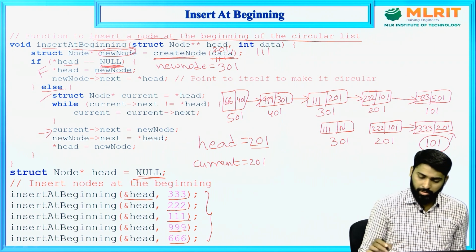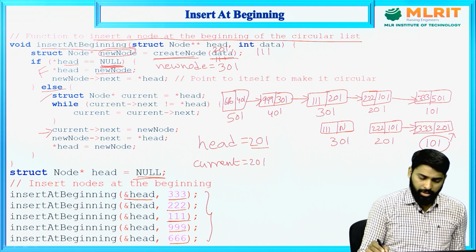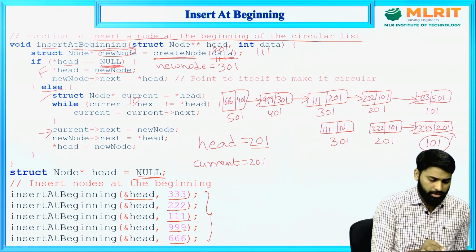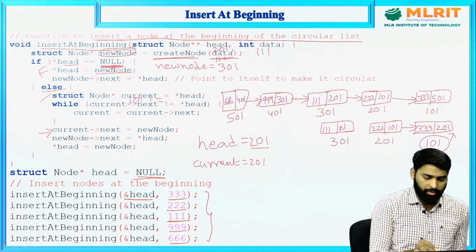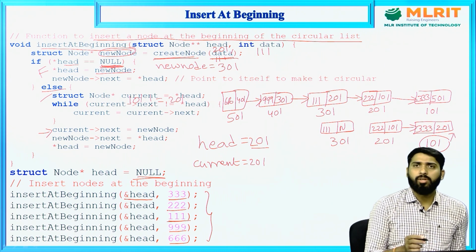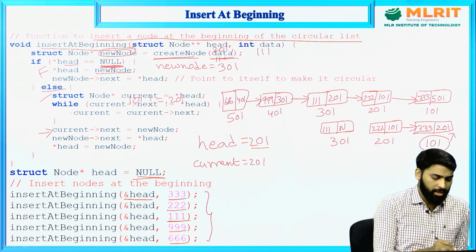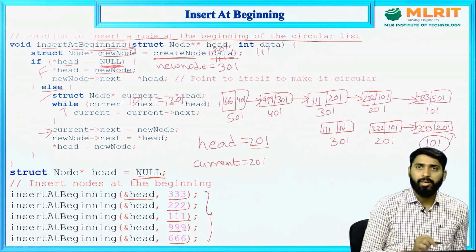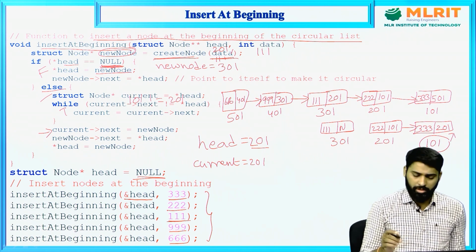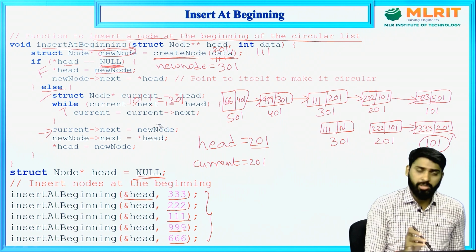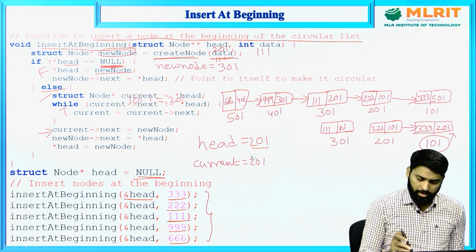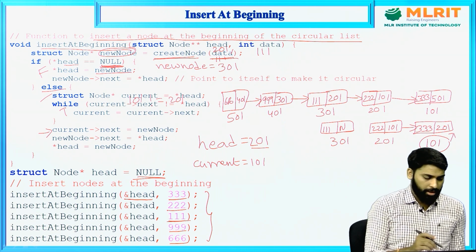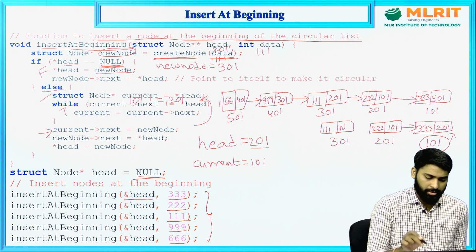Now we are going to check that. So 201 arrow next. What is the 201 arrow next? 101. 101 not equals to head. What is the head? 201. So 101 not equals to 201. So it is true. So enter into the block and update the current. So current equals current arrow next. What is the current? 201, arrow next is 101.